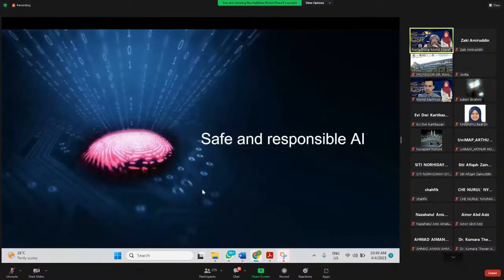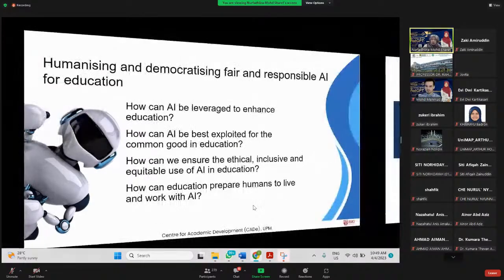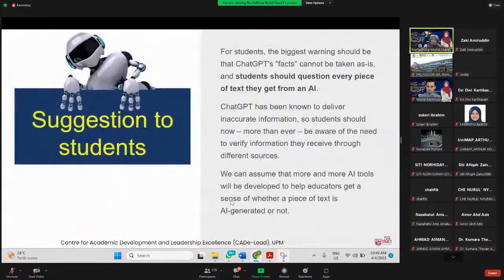So guys, how do we make sure we have safe and responsible AI? These are the questions that we need to consider. How can AI be leveraged to enhance education? How to best exploit it for the common good in education? How to ensure ethical, inclusive, and equitable use? How to prepare humans to live and work with AI? So it's partly our job. Besides telling the lecturers to do something, we need to make suggestions to our students.